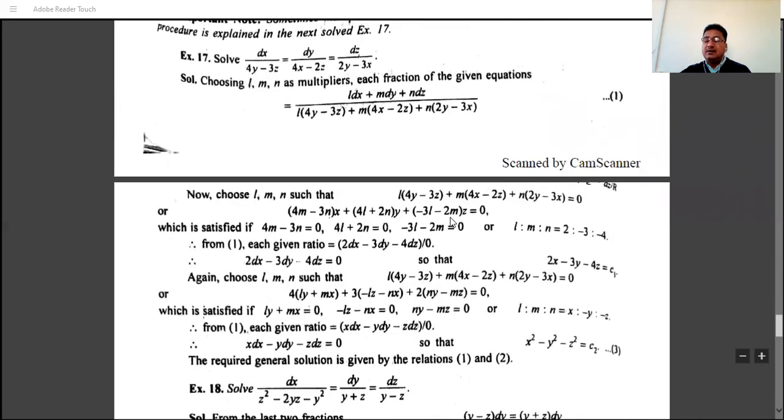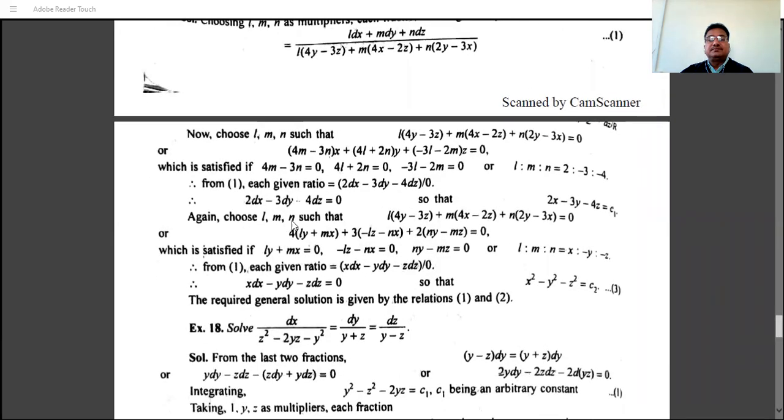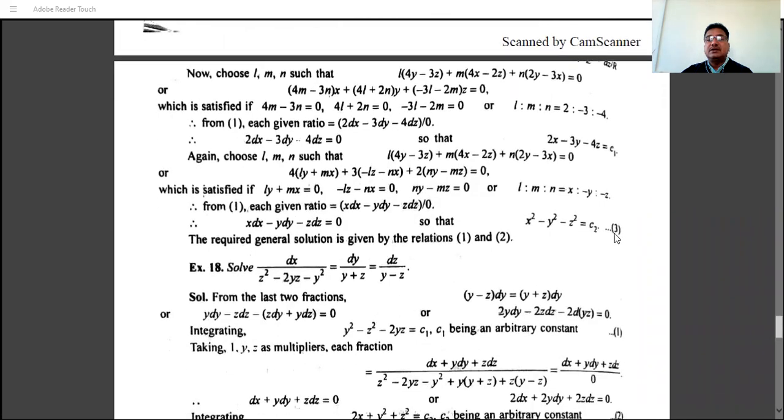So how can we find the multipliers l, m, n, the constant multipliers? By using this process, we can find the multipliers 2, minus 3, minus 4, or by using the trial and error method. And then we have this solution number 1, x square minus y square minus z square is equal to c2.